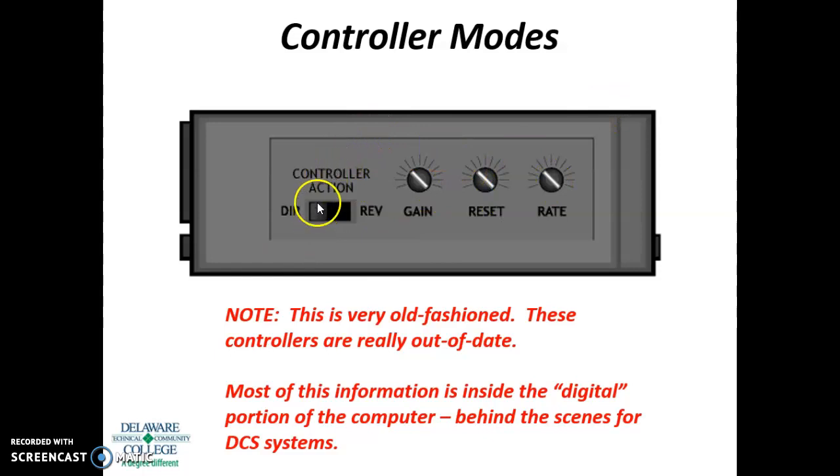Again, old-fashioned. You don't normally see this. If you look at your DCS or your controllers, you have to scroll through to find some of this information. And if you're at a DCS on your computer, you can click on the controller like FIC 302 and you'll see all of these modes. We have a direct or reverse action on a controller, and then you can have the gain, reset, and rate. And these are all of the algorithms we've talked about, P, I, and D.